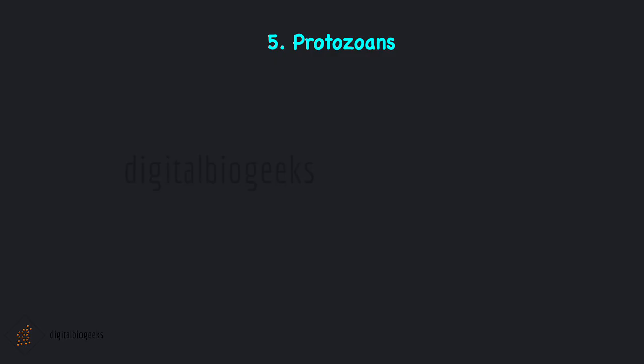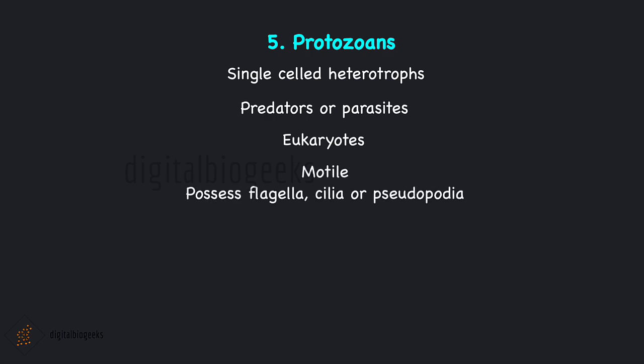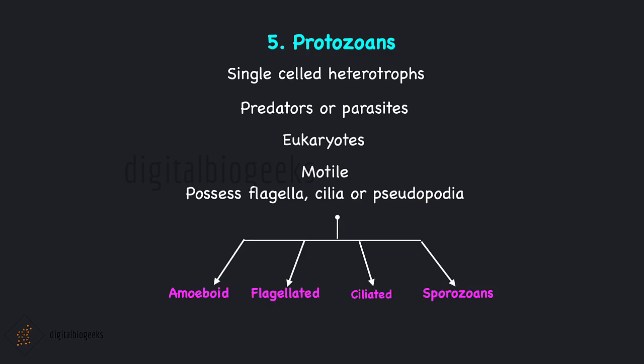Now let's learn about protozoans. They are single cell heterotrophs, meaning they live as predators or as parasites. They are eukaryotes and hence have a true membrane-bound nucleus. Protozoans are motile. Nearly all possess flagella, cilia or pseudopodia that allow them to navigate their aqueous habitats. There are mainly four groups in the protozoans: amoeboid protozoans, flagellated protozoans, ciliated protozoans and sporozoans.